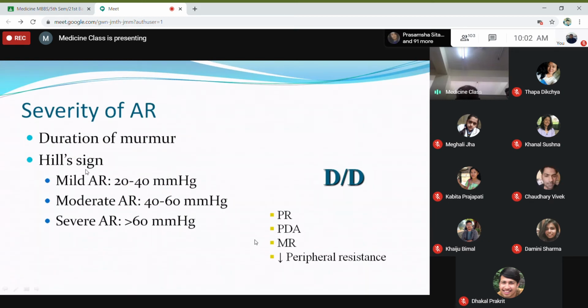Generally, blood pressure in the lower limb is higher, but not beyond 10 to 20 millimeters of mercury. So in Hill's sign in AR, if the patient has a difference in blood pressure between the lower limb and upper limb of more than 20, then we call that Hill's sign. If it is between 20 to 40, we call it mild, 40 to 60 moderate AR, and more than 60 severe AR. So Hill's sign is a very good, easy bedside way to classify the severity of aortic regurgitation.